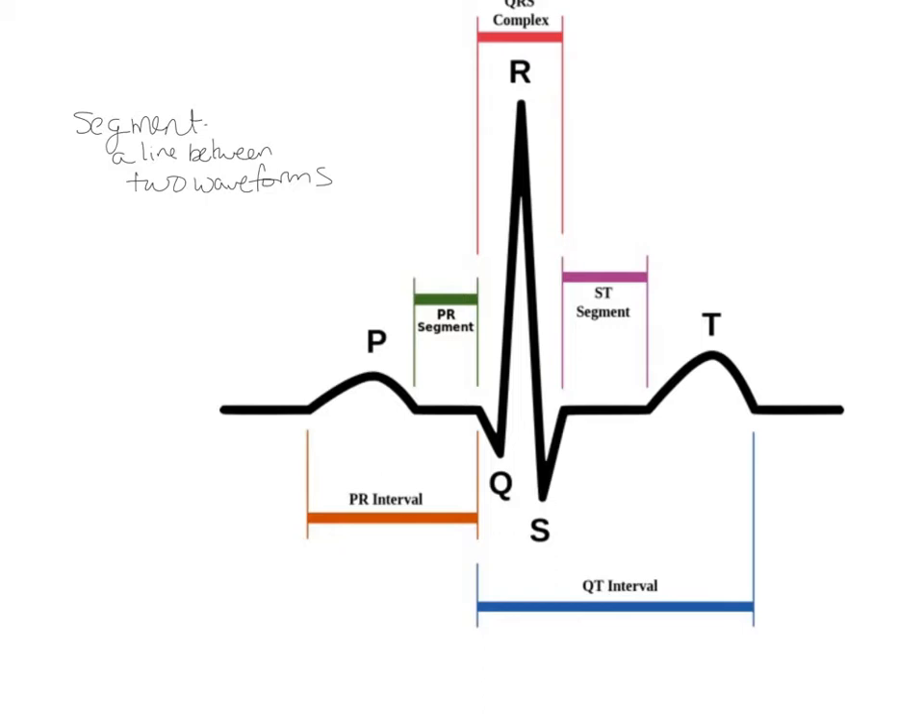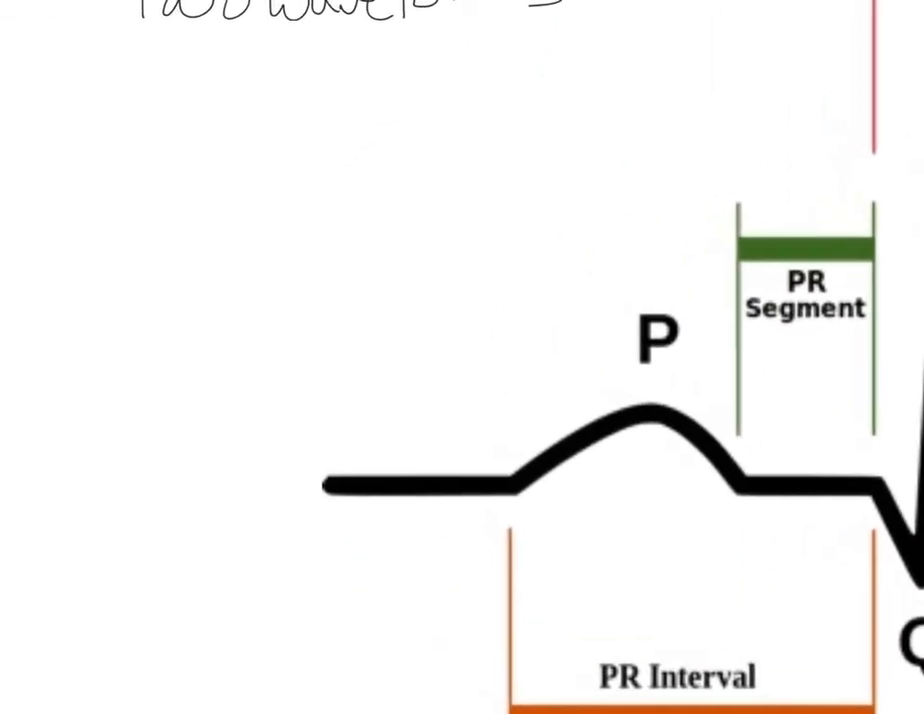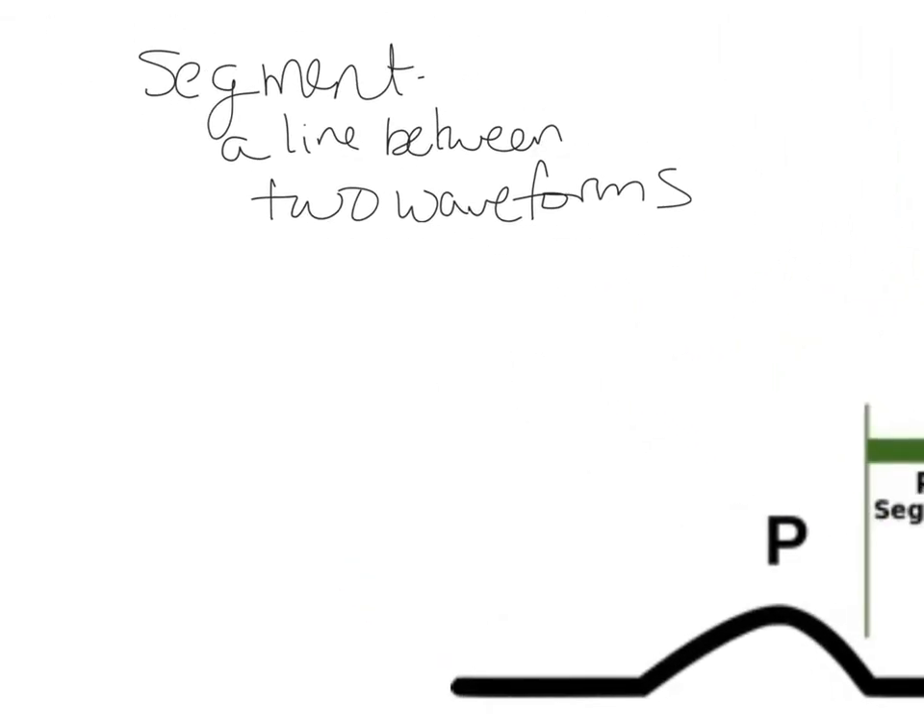Now remember their definition. They're simply lines between two waveforms, two flat lines, because they're usually isoelectric. Okay, now let's go to the next ones. I have intervals here being defined. So first I have a PR interval. Let's identify what a PR interval is going to mean for us. So again, I'm going to zoom in. Okay, I'm going to write it here.